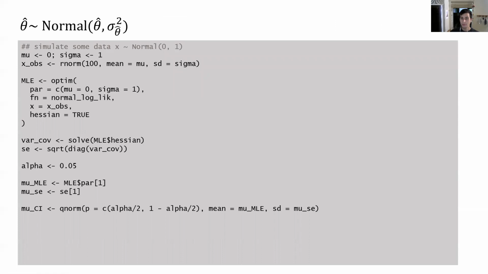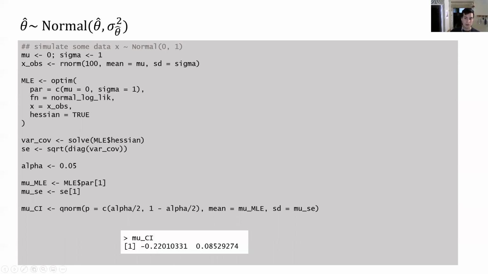Here's how we do that in R. If we have 100 random samples from a standard normal distribution, and we've obtained a maximum likelihood estimate and a standard error for the mean of this normal distribution, then we can calculate a 1 minus alpha confidence interval with the inverse cumulative distribution function, which for the normal distribution is encoded in the qnorm function. Take a minute to understand how this code works and look up the documentation for qnorm if you need.